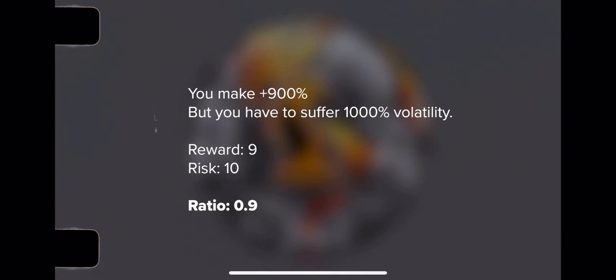Pretty good, right? But to get that 900%, you also had to suffer 1000% volatility, going up and down, moving around like crazy. How many drawdowns would you have had? Who knows? But to get this 900% return, you would have had to take on a lot of risk. But the rewards were incredibly high as well. So you can see that this performance ratio would be a 9 out of 10, meaning that the ratio is 0.9.